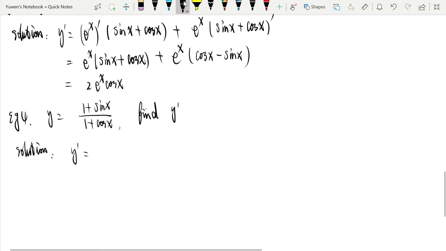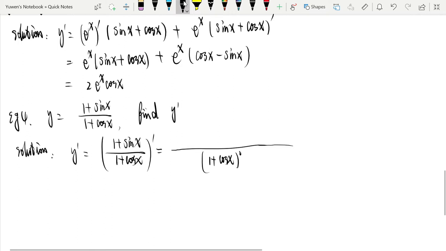The quotient rule: the derivative of a division of two functions is the square of the denominator in the denominator, and the numerator is the derivative of the numerator times the denominator minus the numerator times the derivative of the denominator.